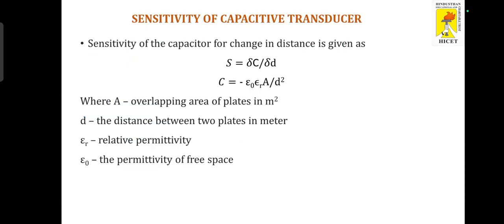Now we will see the sensitivity of the capacitor. It is given by del C by del D. If we differentiate the formula for the capacitance, that is C equal to epsilon A by D, with respect to D, we get the final equation: minus epsilon naught epsilon R A by D square, where epsilon naught epsilon R is the substitution for epsilon, A is the area and D is the distance between the two plates.